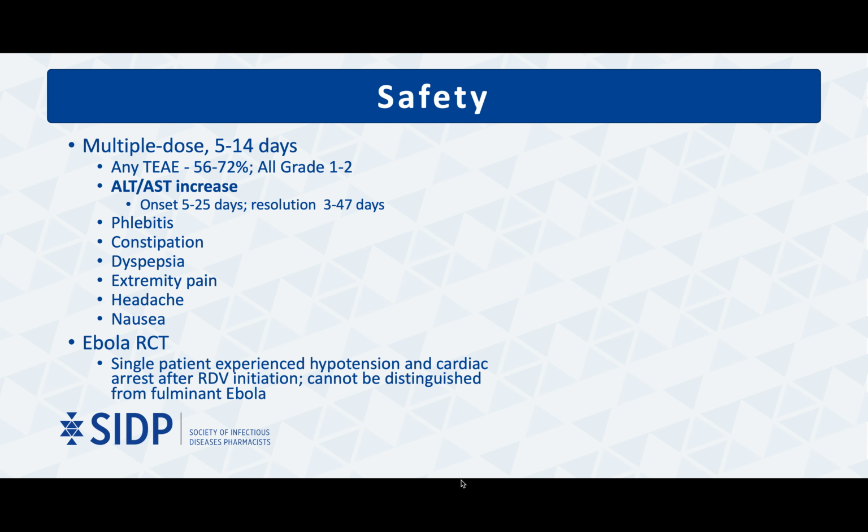For safety information, Remdesivir has been relatively well tolerated in multiple dose phase 1 clinical trials. The most notable adverse event reported is transaminitis, with an onset ranging from 5 to 25 days and resolution occurring 3 to 47 days thereafter. This has led to the development of transaminase-based exclusion criteria for ongoing clinical trials. Notably, a single patient with Ebola in the clinical trial experienced hypertension and cardiac arrest after the initiation of Remdesivir. This could not be distinguished from progression to fulminant disease.